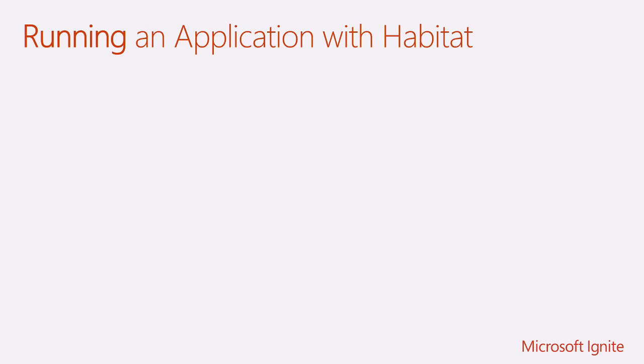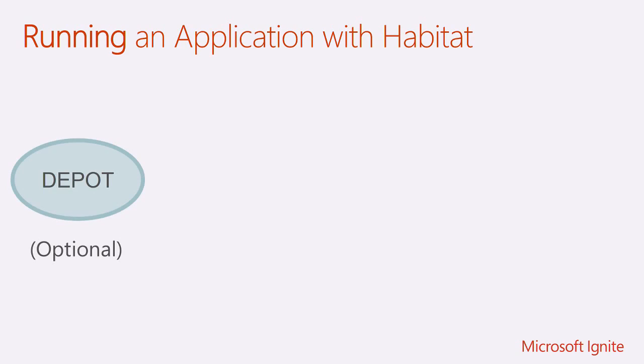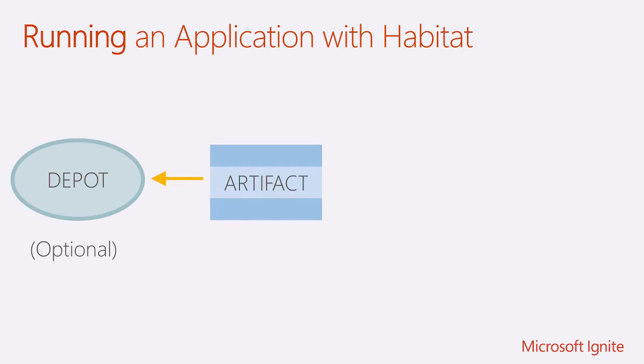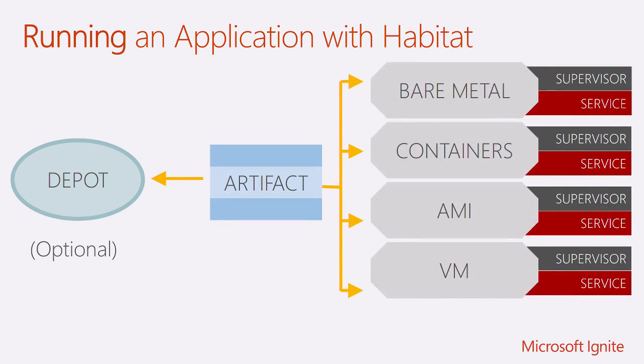Now let's cover the other half, how you would run an application with Habitat. If you have it on the depot, you would start off by pulling that artifact from the depot onto wherever you want to run it. Again, whether it's bare metal, containers, a machine image, or a VM. If you're not using the depot, you can also upload it wherever you want through SCP, FTP, whatever protocol you use to get that package onto where it needs to be deployed. You then run that package as what we call a service under a supervisor. We'll go into what we mean by a service and a supervisor in just a little bit.